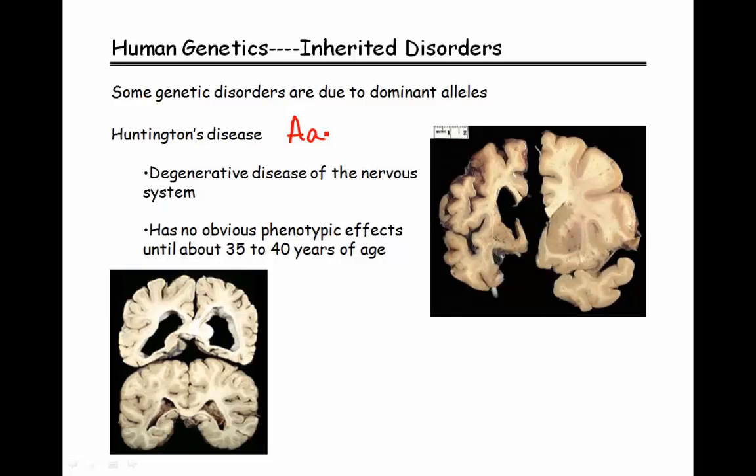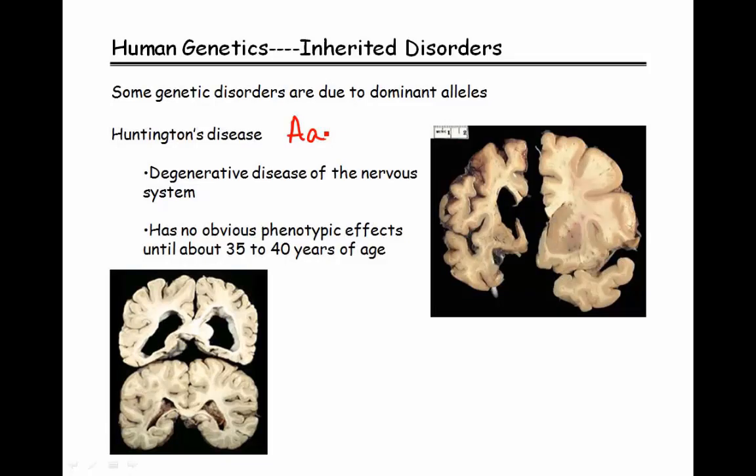This particular disease does not have any obvious phenotypic effects until the individual is about 35 to 40 years old. So they are very normal until, say, they're 35 or 40, at which point they start to have some symptoms appear. Sometimes it is a very quick onset and fast death. Sometimes it is very slow and drawn out.